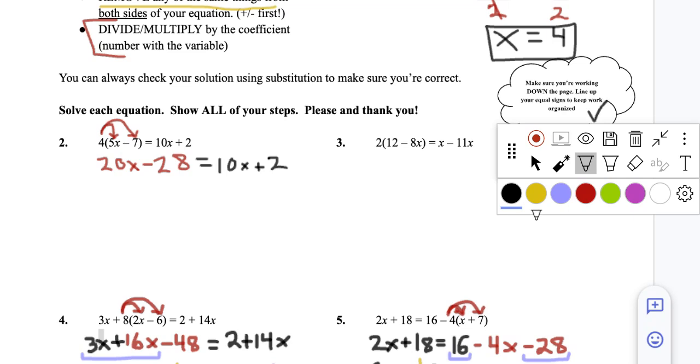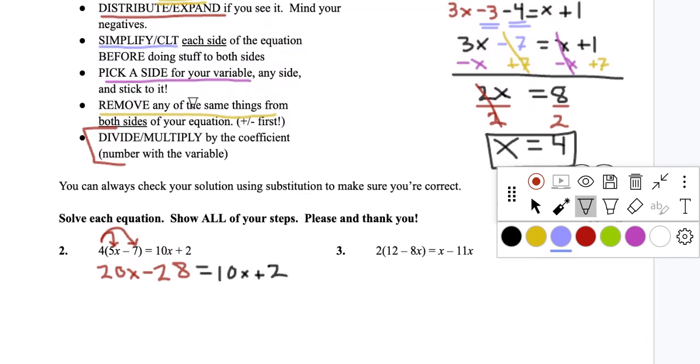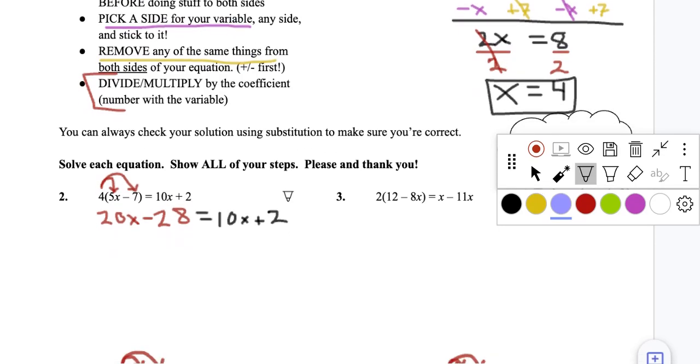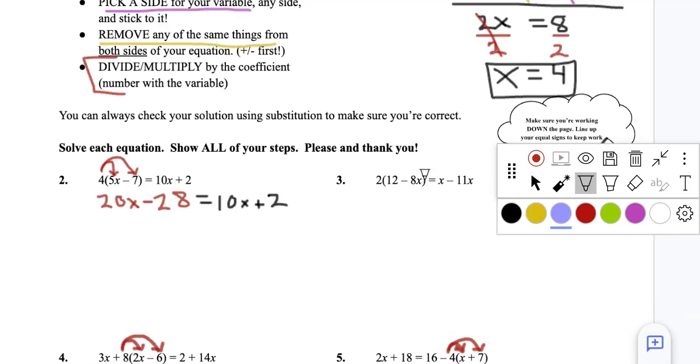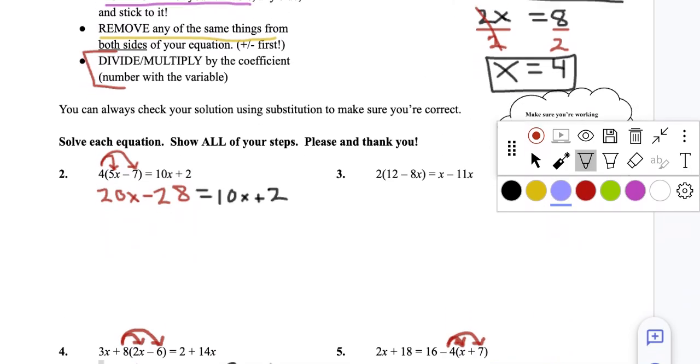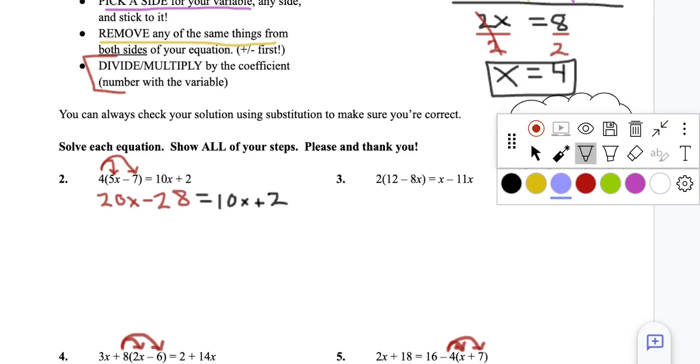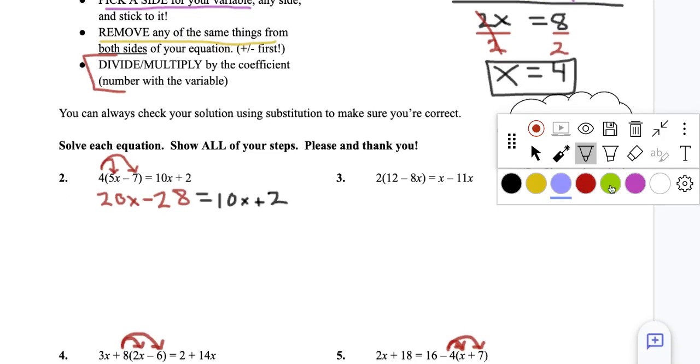Okay? Next up, I'm going to choose where to put my x. Well, step 2 actually was this. What does it say? Step 2, simplify or combine like terms. Do I have any like terms on the left or right side? The answer is no. So I get to move on to the next step. Next step is to move your variable and your numbers. So I'm going to choose the left side to subtract 10x.